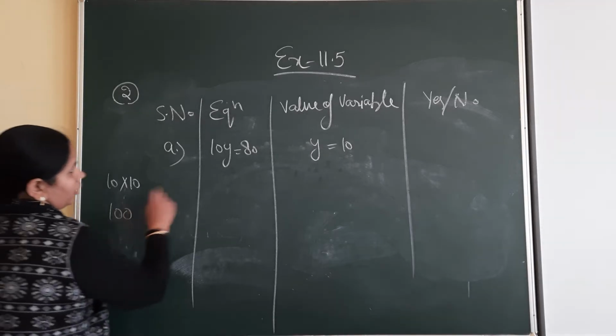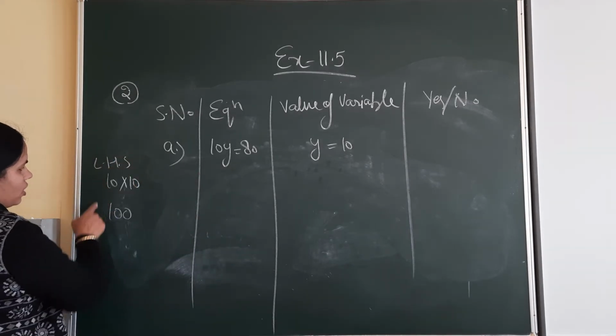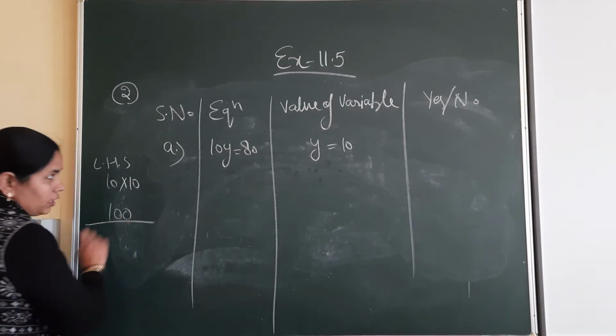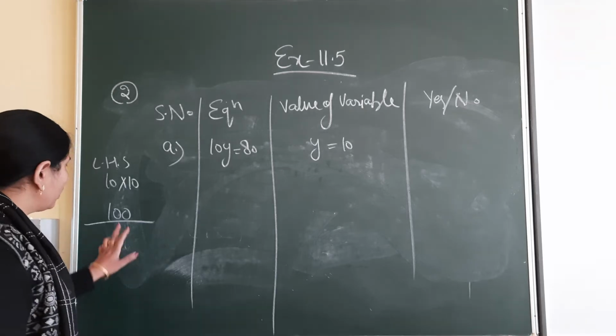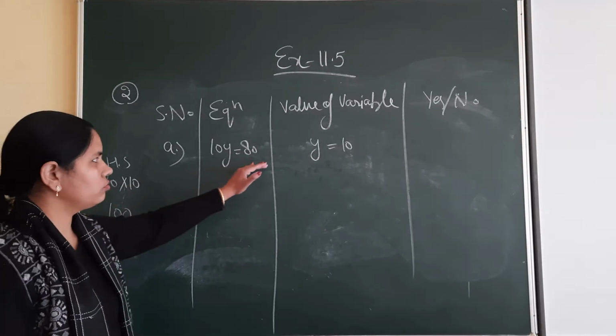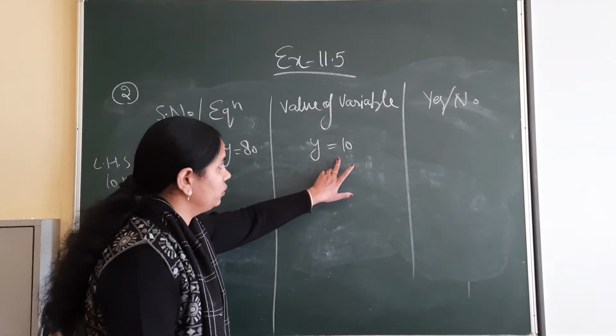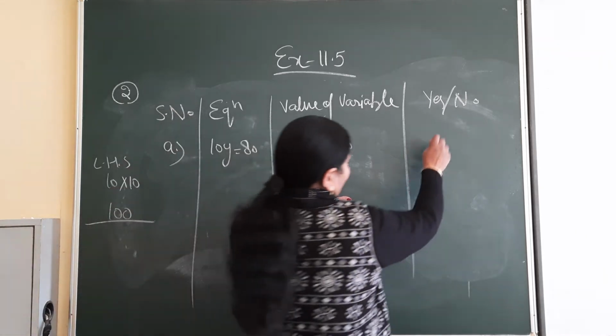So this one I took only the left hand side. After solving the left hand side I have 100. But in the right hand side we are seeing 80. So 100 is not equal to 80. When the left hand side is not equal to the right hand side on the given value, that means the equation is not satisfied on this value. So write here no.